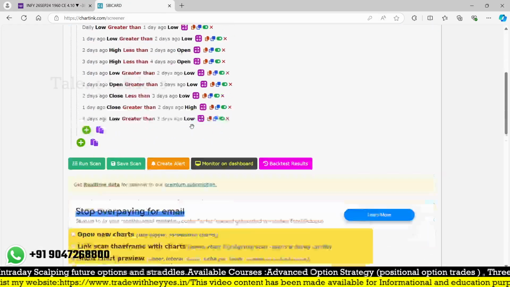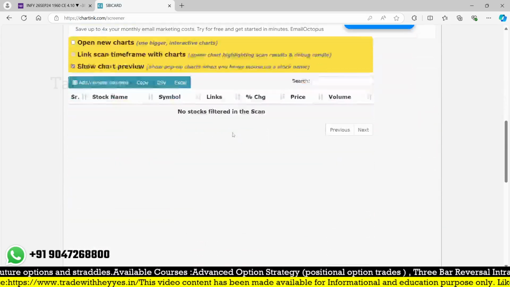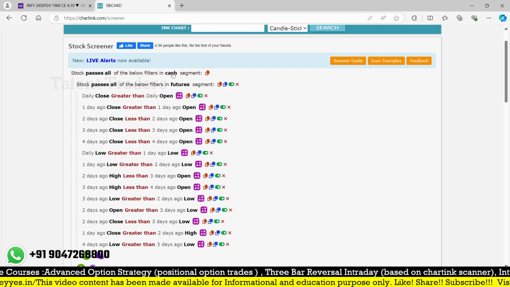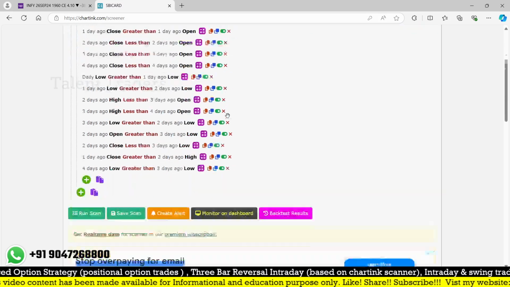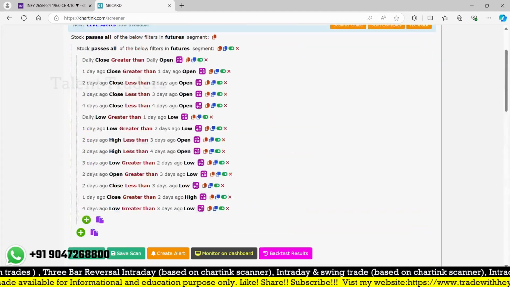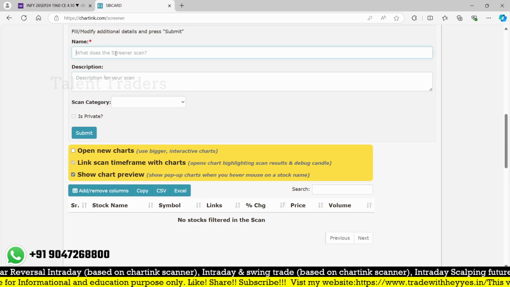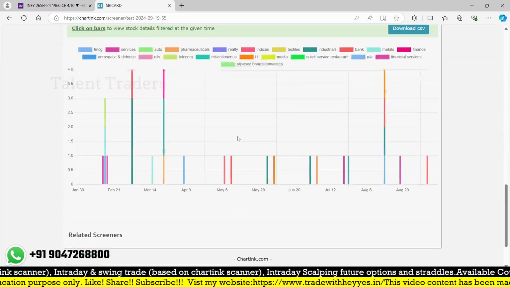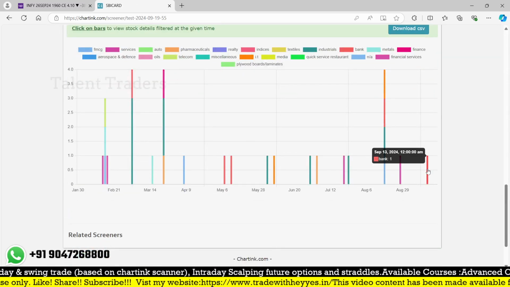The daily one which we already created will tell you how we can utilize this particular scanner for positional trades in the order block, right? So we have created it on a daily time frame, and I'm just going to save this to get the backtest result. We got some of the stocks.